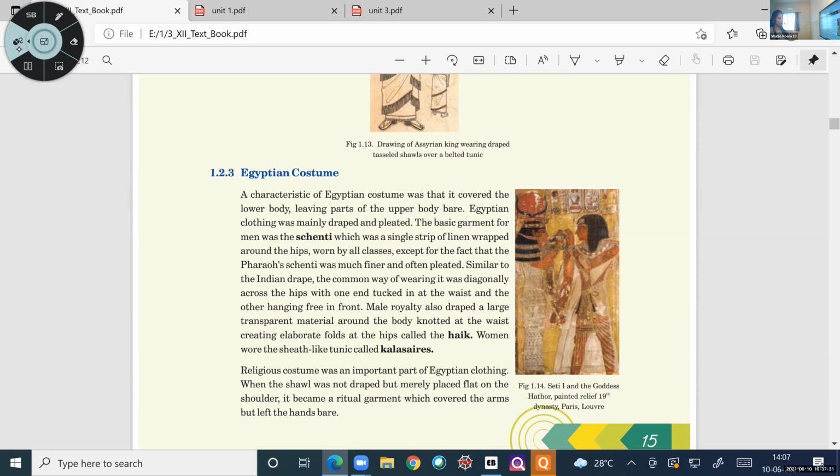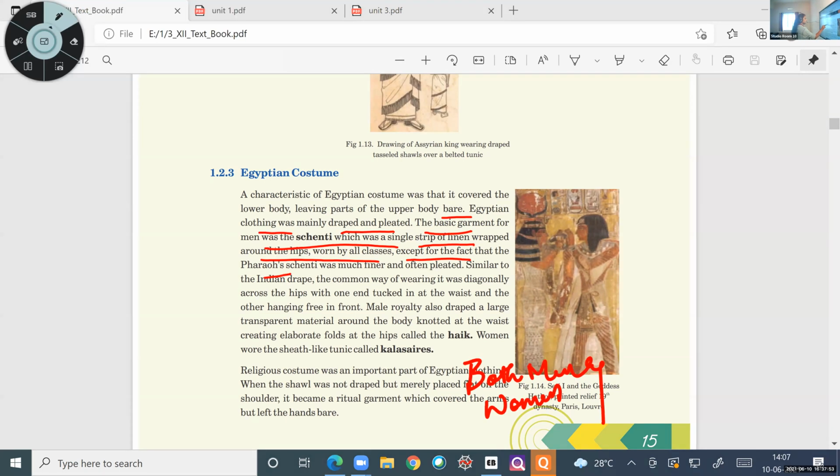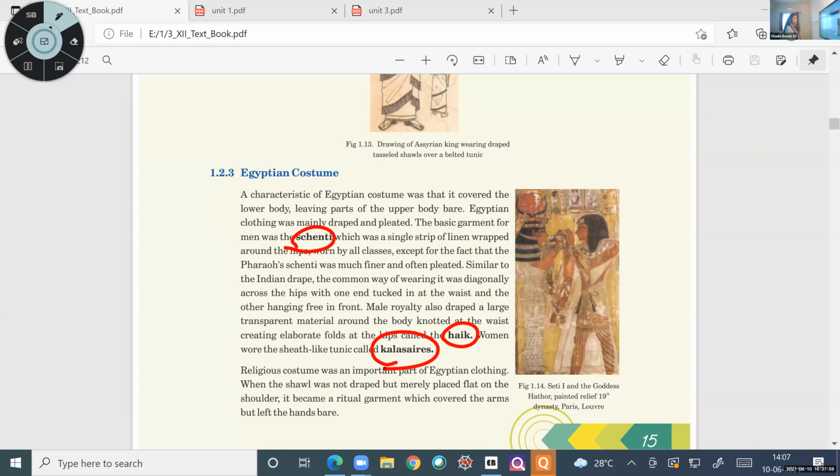Okay. So Egyptian costume. I guess our time is up in 3 minutes. We have just done Greek and Roman costume. Egyptian costume: we have Shendi here. We have hike. We have Kalasiris. What is Shendi?